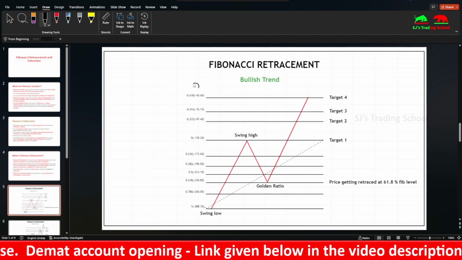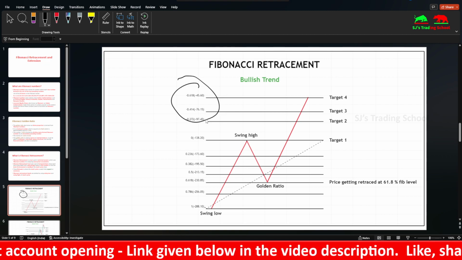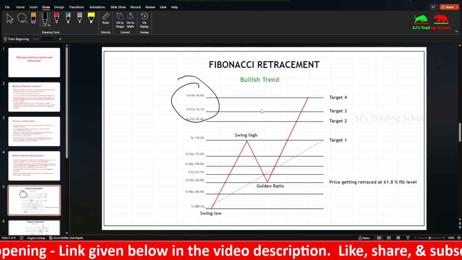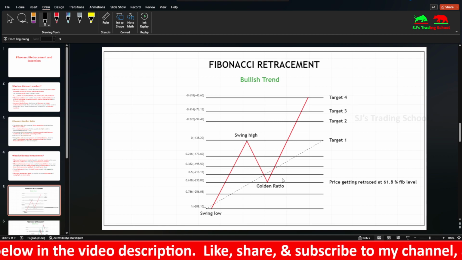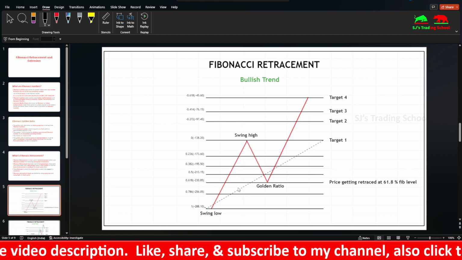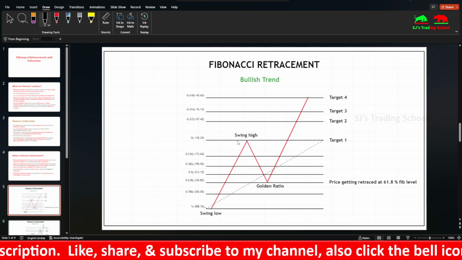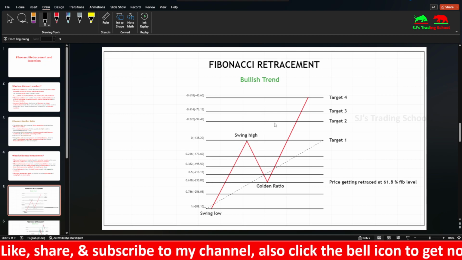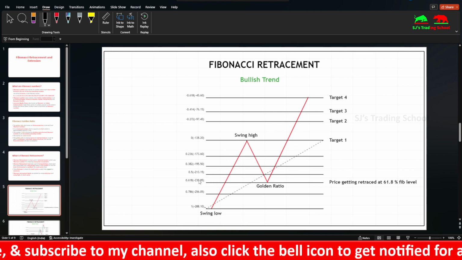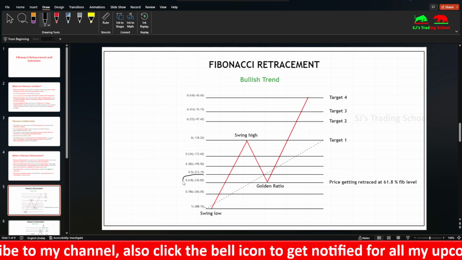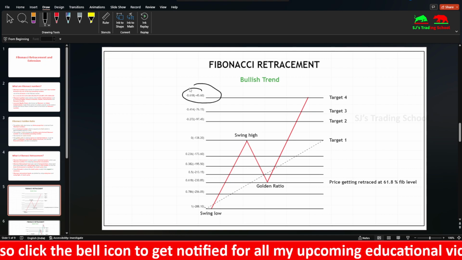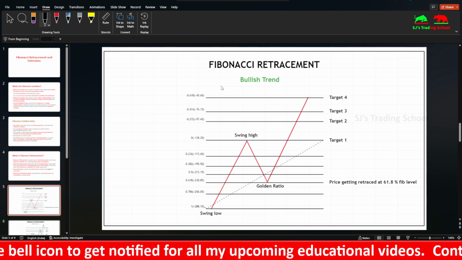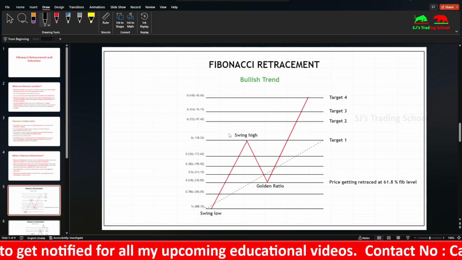These numbers will not be in the default setting. I will show this in a live chart example. So you can see this is the thing. The stock price will be in this format. Once the stock price gets retraced at 0.618, the market will usually go till 0.618. This is only an assumption. You can't say it's 100% accurate.